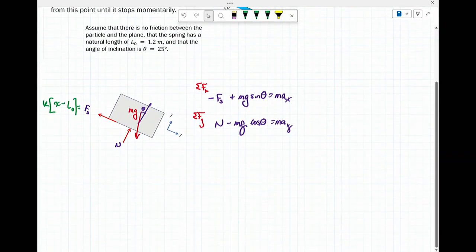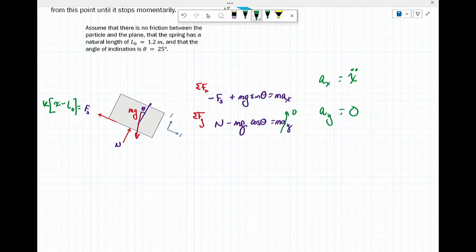So I've put all of this down. Now I've got to think about it a little bit. Ax is equal to x double dot. Good. Ay is equal to 0. It's not going to move up. It's just going to slide up and down. Everything's good. So my equations become a little bit easier.